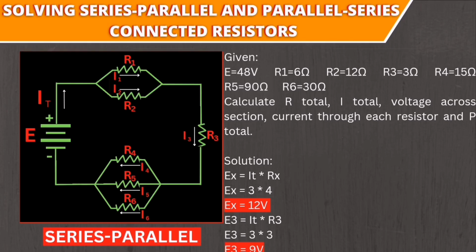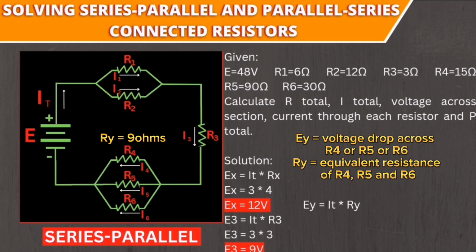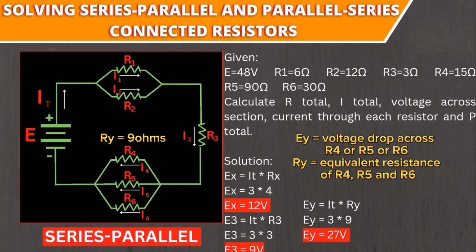Lastly, for the voltage drop across R4, R5 and R6, which have the equivalent resistance of 9 ohms, the solution for E sub Y, which denotes the voltage drop across R4, R5 and R6: E sub Y is equal to I sub T times the equivalent resistance of R4, R5 and R6, which is equal to 3 times 9, that will result to 27 volts.